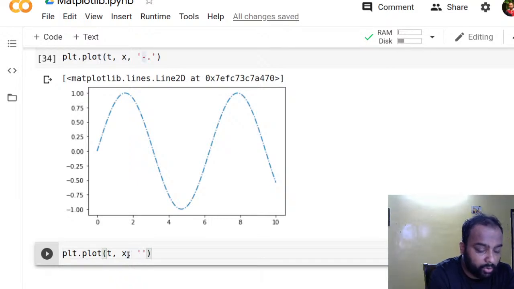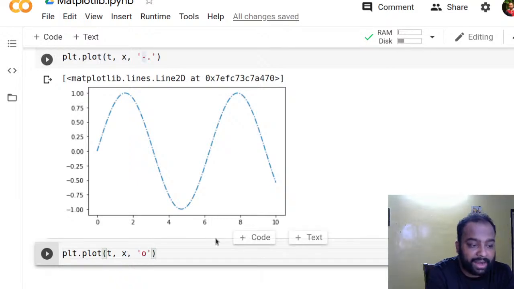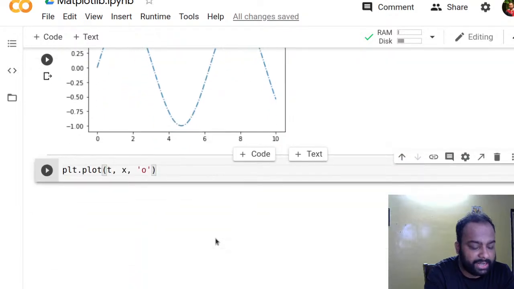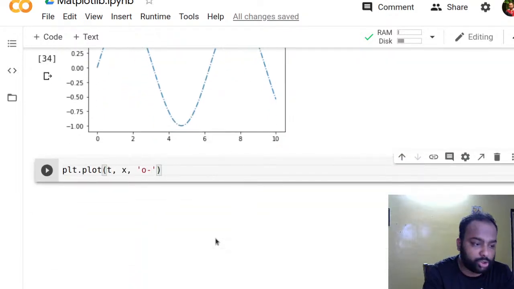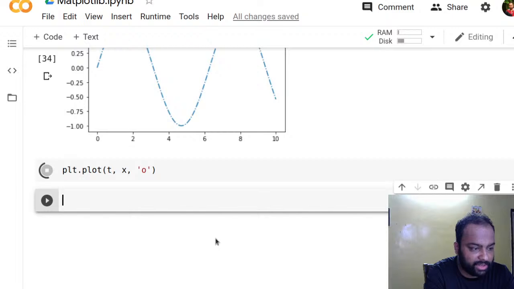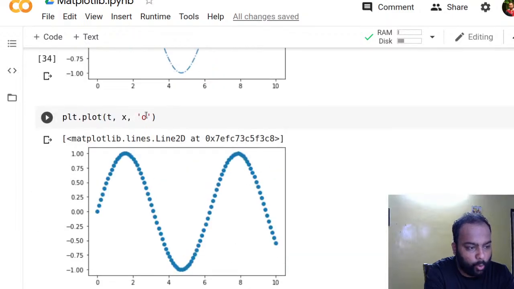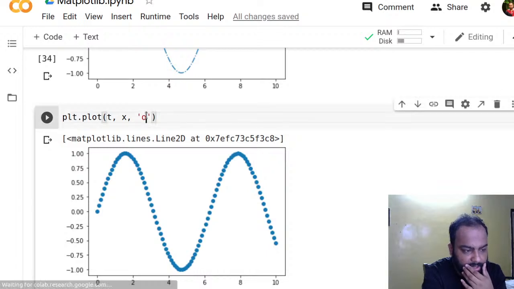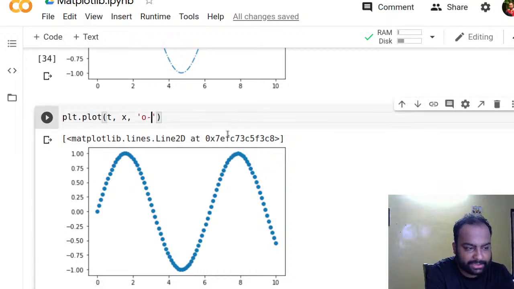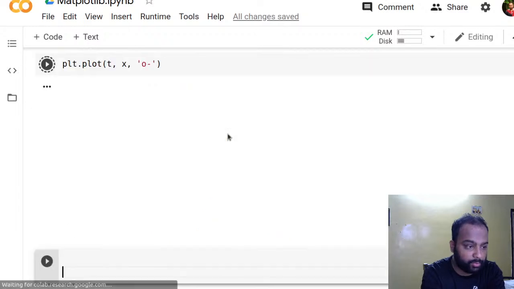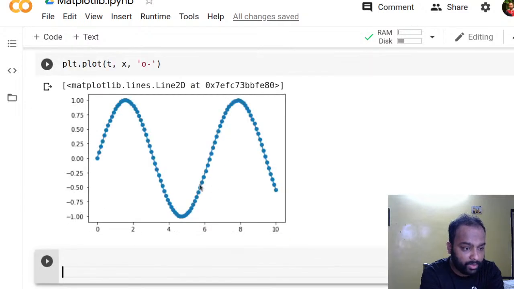Okay, so maybe I want markers to be represented with circles, and then I also want them to be joined. Just as a reference, if I just say O here, what happens? I only get the markers, right? But if I say O dash, then I also get the curve, smoothly joined one. So is it visible? So now everything has been joined.